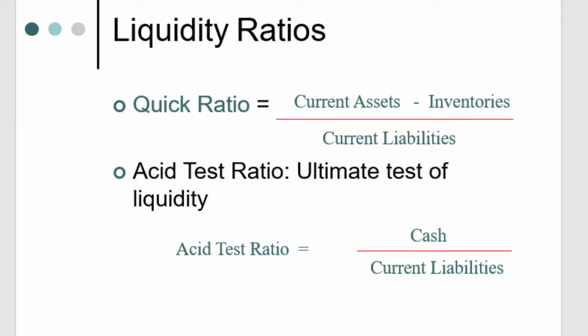Do we have enough cash and accounts receivable to cover our current liabilities? And then there's the acid test ratio, which looks just at cash. Do we have enough cash to cover our current liabilities? And as we work our way down through these things, the thing on the top of the fraction is getting smaller each time, which means these ratios are going to get smaller each time, which means we're getting to a more refined way of telling how good we are at being liquid.